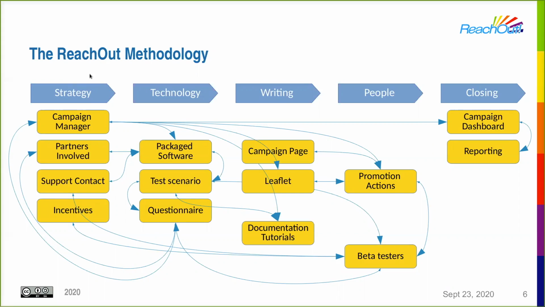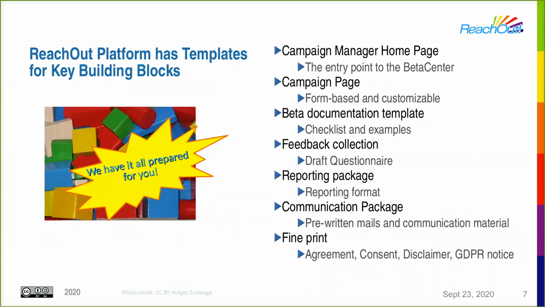This includes deciding about the objectives of the campaign and the role of the partners, preparing the software for beta testing, writing all the necessary documentation and communication material, then engaging with the beta testers and managing them and running the campaign, and finally analyzing the results and sharing them. So we provide all the tools and templates for each of those building blocks. This is the role of what we call the beta center, and I'll show you those tools in a minute. They range from what's listed on the right, which I'll describe briefly now.